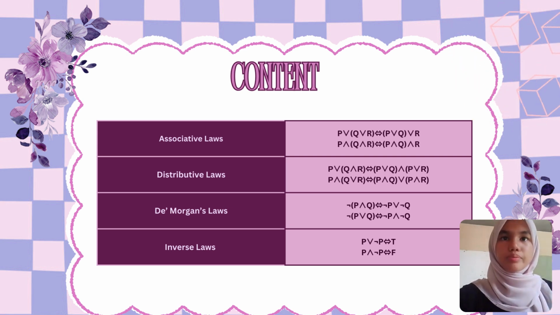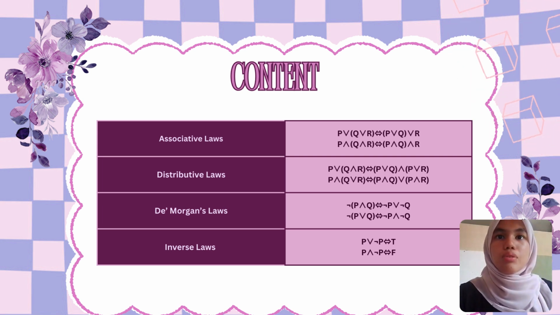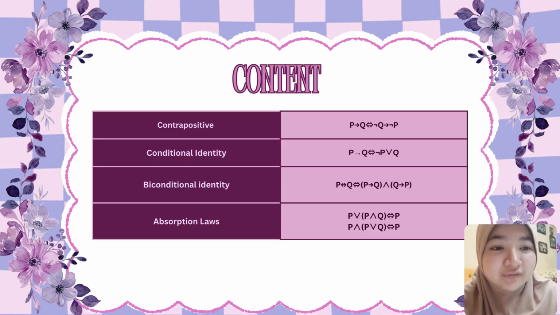Next, De Morgan's law. Not open bracket P and Q close bracket will be not P or not Q, while not open bracket P or Q close bracket will be not P and not Q. So for inverse law, P or not P is logically equivalent to T, and P and not P is logically equivalent to F. For contrapositive, P implies Q is logically equivalent to negation Q implies negation P.